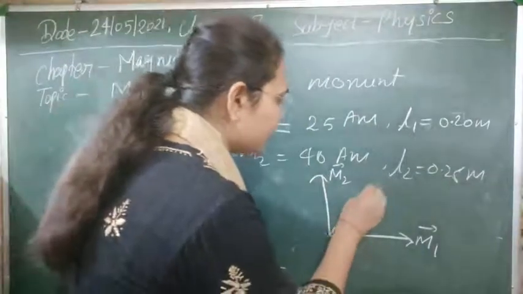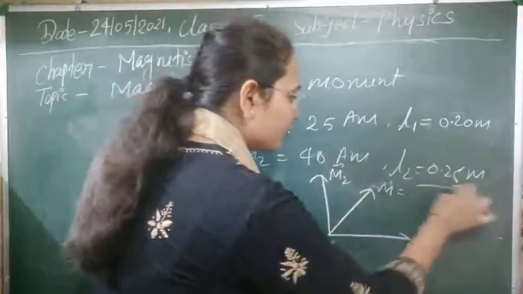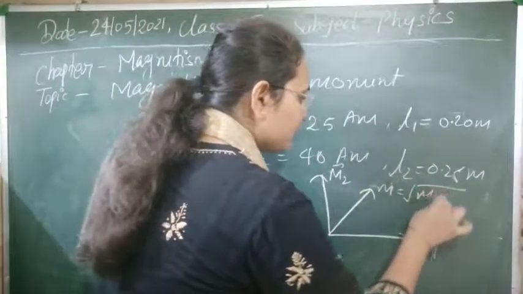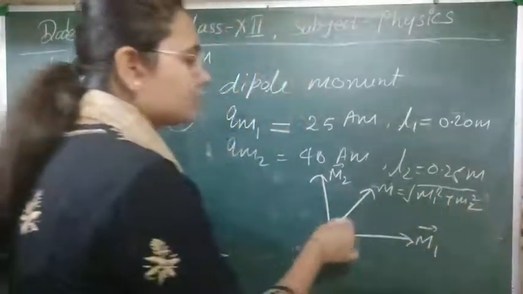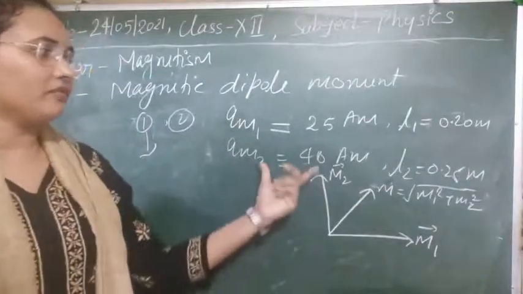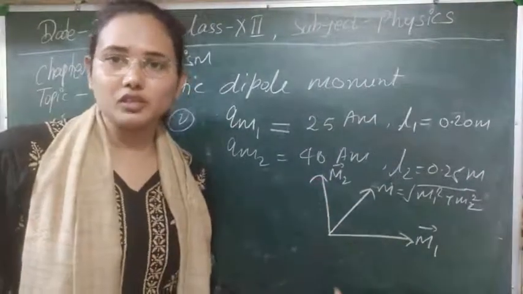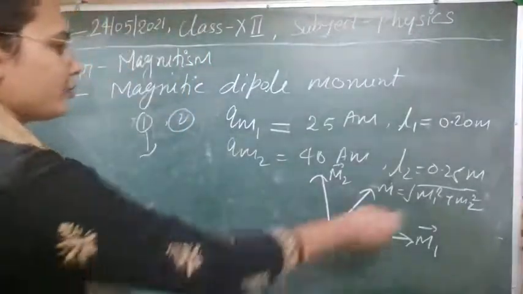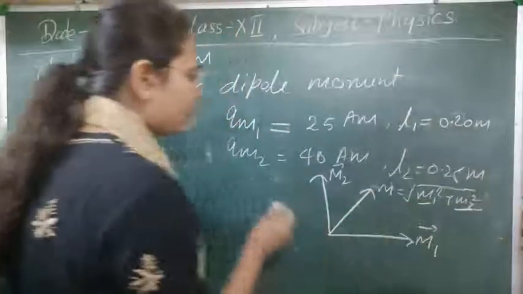So that resultant will be in this direction, and its magnitude is equal to the square root of m1 square plus m2 square. Then you can utilize this property of vectors to find the resultant magnetic moment of these two bar magnets arranged in such a way. So let's calculate the value of m here. First we have to calculate what is m1 and what is m2.